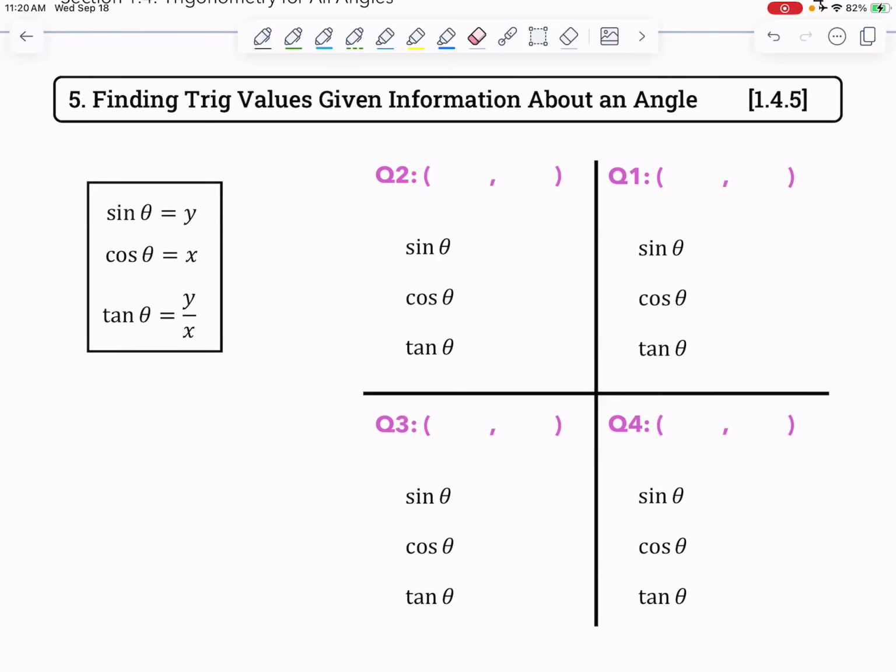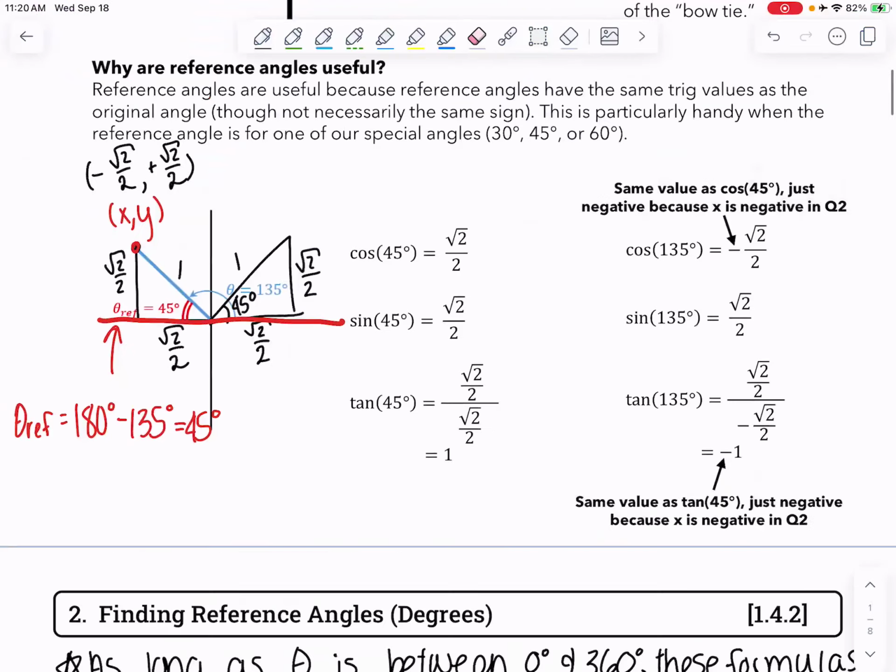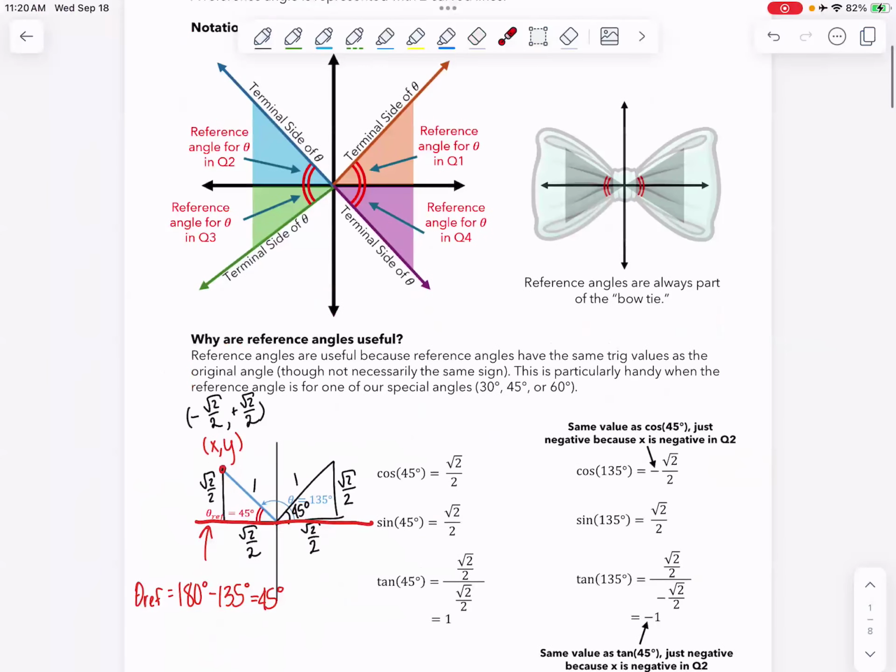Finding trig values given information about an angle. All right, so we've built up a lot of information here. We've built up this idea of reference angles and how the information we get in this first quadrant might be enough information for us to talk about the entire unit circle while mostly focusing on the easier stuff, the stuff that happens in quadrant one.